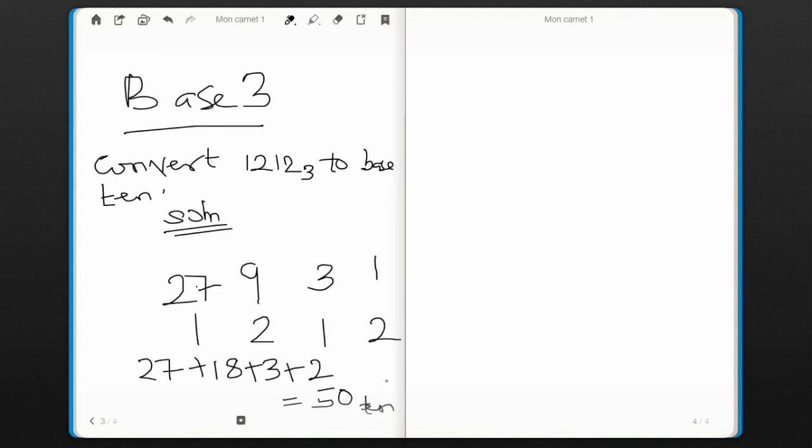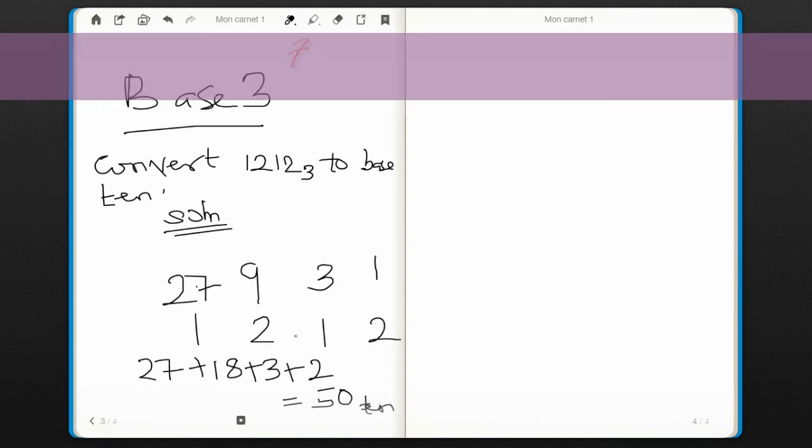Okay, sir. I actually have a question, sir. Please, can you kindly show us how you got 27 plus 18 plus 3 plus 2? For instance, if I don't know how to do the addition, can you kindly show me how to do it? Like 27, how do you get this 50?